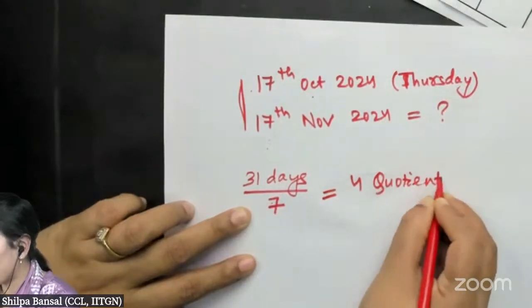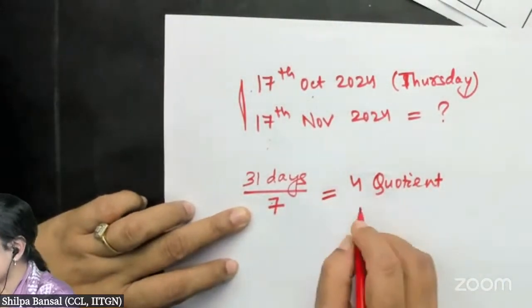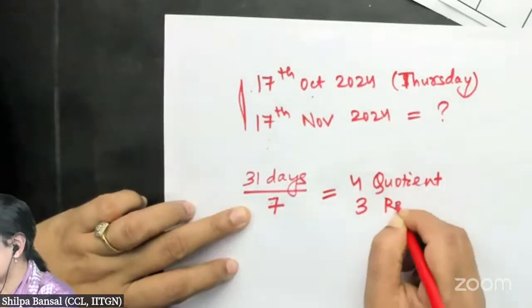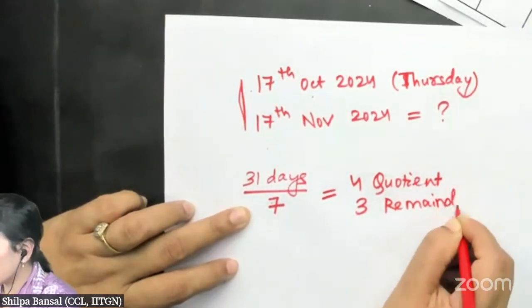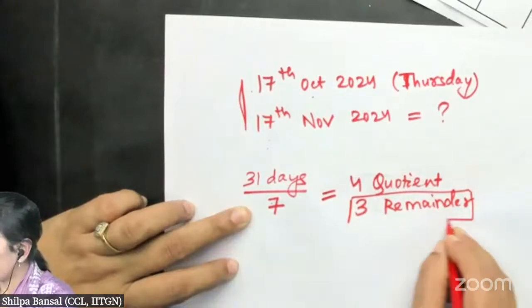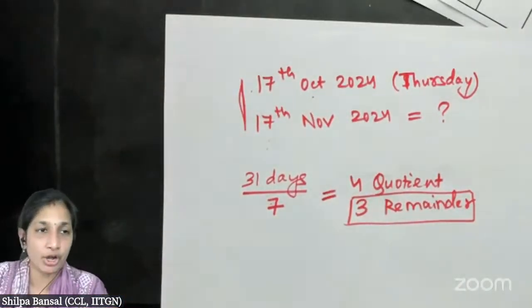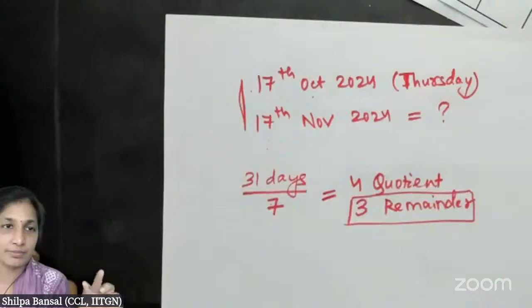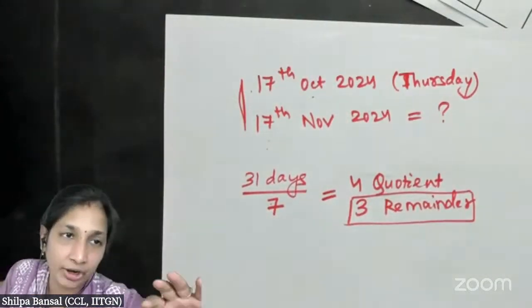Quotient we don't require. It is useless. So 28, 29, 30, 31. Here it is the remainder, which is very important. A quotient of 4 means 4 weeks have already passed from 17th.